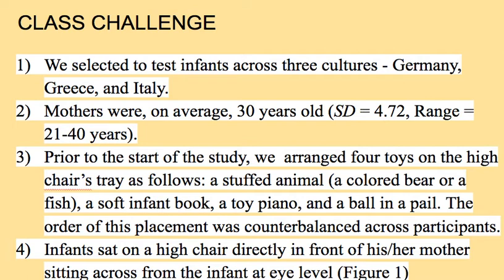Okay, we're going to pretend that 5 minutes is up, and I am now going to read these sentences aloud. We selected to test infants across 3 cultures: Germany, Greece, and Italy. Sentence 2. Mothers were, on average, 30 years old. Standard deviation, 4.72. Range, 21 to 40 years. Sentence number 3. Prior to the start of the study, we arranged 4 toys on the high chair's tray as follows: a stuffed animal, a colored bear or a fish, a soft infant book, a toy piano, and a ball in a pail. The order of this placement was counterbalanced across participants.